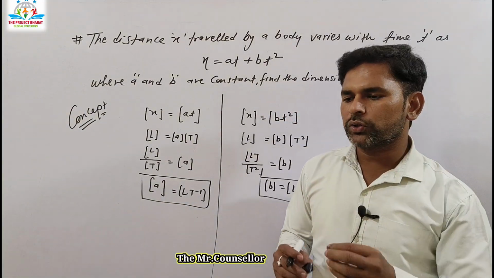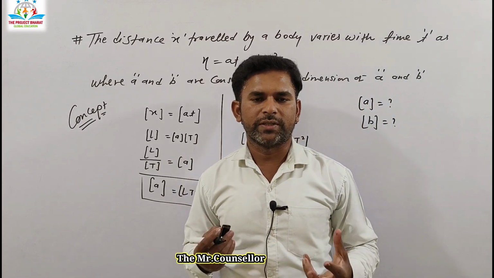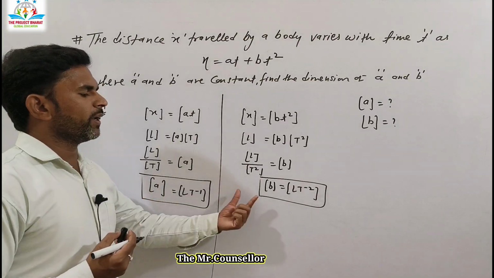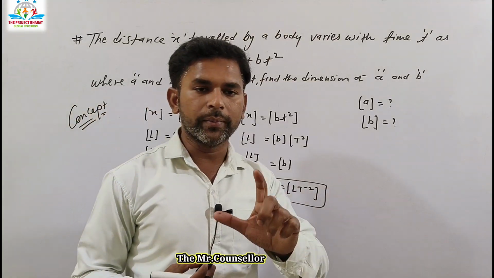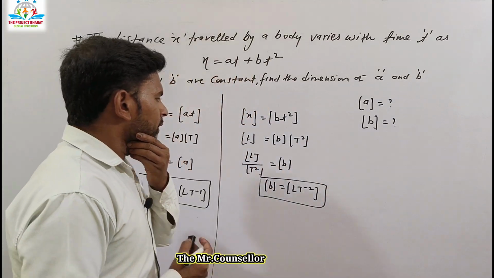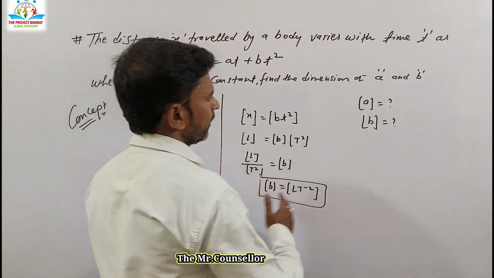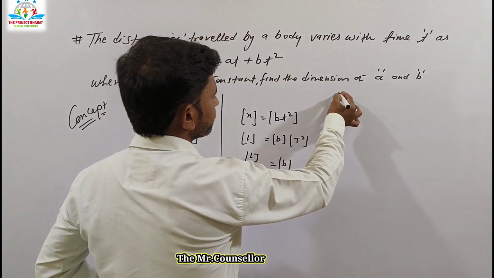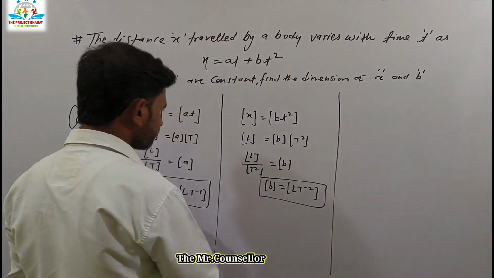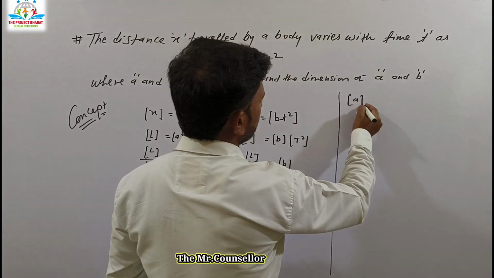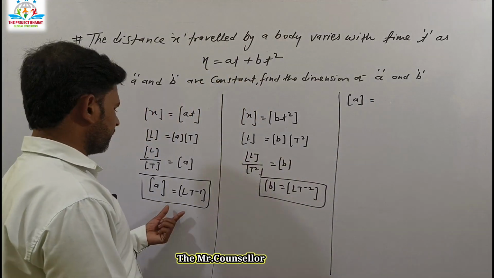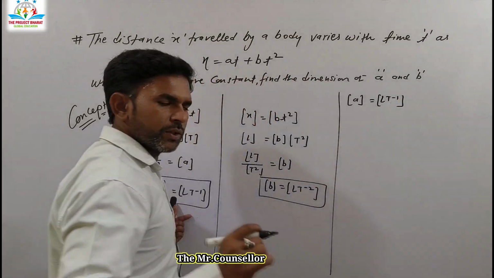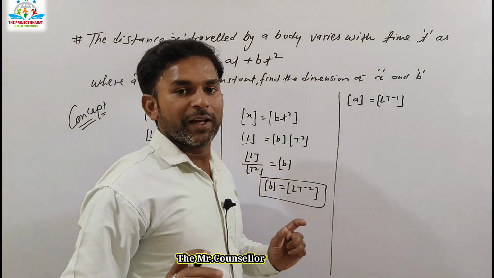If they make some changes, meaning they are asking what A and B indicate, how can you identify it? You can identify it if I write it like this: the dimensional formula of A is equal to this one, LT⁻¹. Is it okay now? Okay.